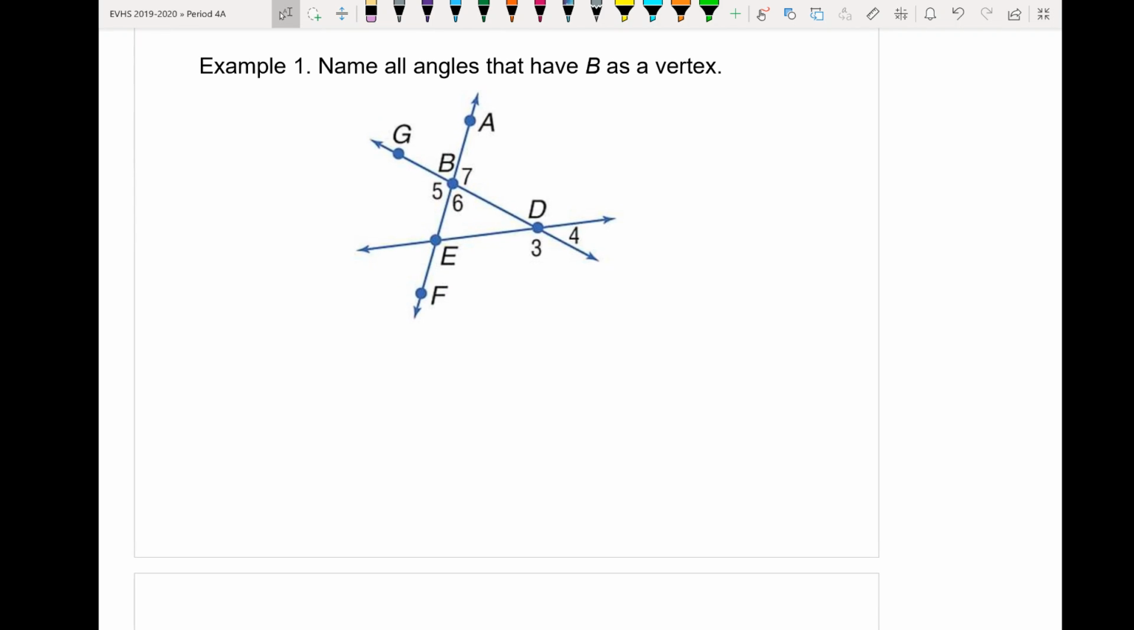Okay, name all of the angles that have angle B as a vertex. There are 4 of them. And we've also got another naming convention I didn't mention on the previous slide. So first off, those numbers inside of there. If you have a number inside an angle that does not have a degree symbol on it, that is also a name for the angle. So we've got angle 5, angle 6, and angle 7. And we've also got angle GBA.